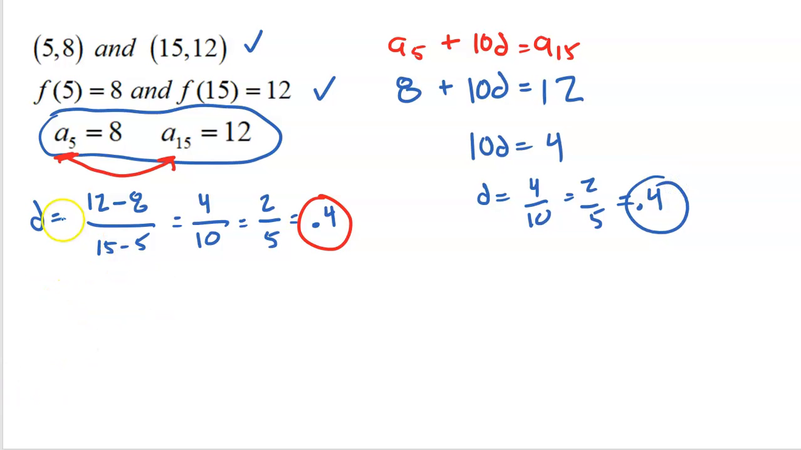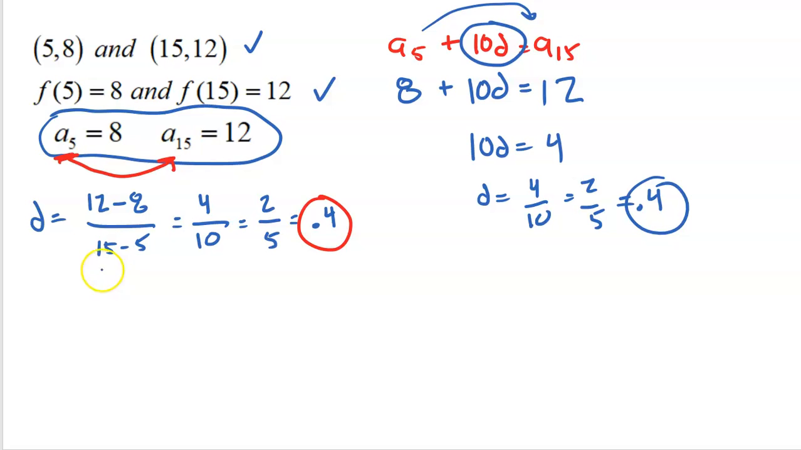So instead of finding the rate of change between the 2 points, I just think about, all right, I know the 5th term, and to get from the 5th to the 15th term, I would need to add 10 differences, and then you could fill in the blanks and solve for your common difference. But regardless, once I'm at that point, I'm ready to go. Now remember, what else do I need? I need a single point. I have 2 of them. Could use either one. I'm going to use this one right here, 5, 8, input 5, output 8.